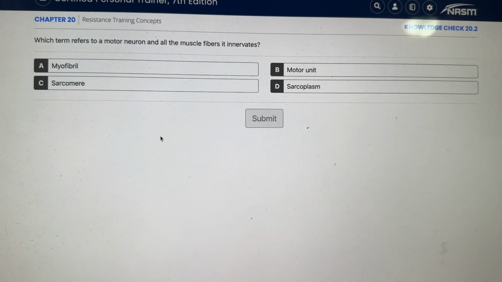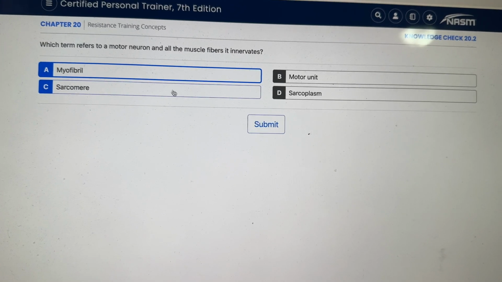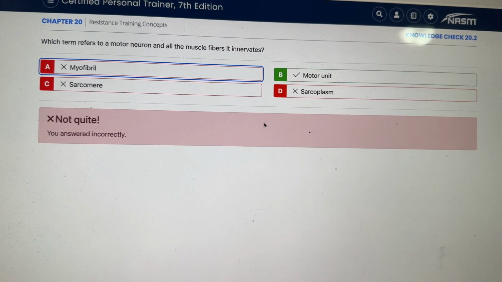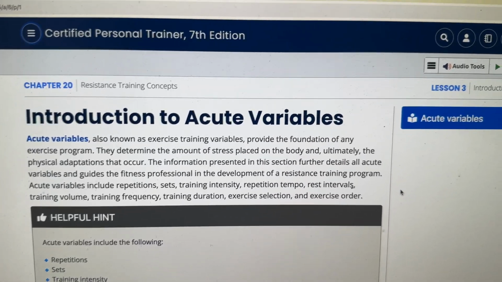Which term refers to the motor neuron and all the muscle fibers it innervates? Myofibril. What? All right, chapter 20, lesson 3, introduction to acute variables. It is 5:36 right now, only 6 pages. Should take me like 30 minutes. So I'm going to finish this lesson and I'll see you guys in a little bit. All right, chapter 20, lesson 3 is done. 5:47, 3 questions. Here we go.